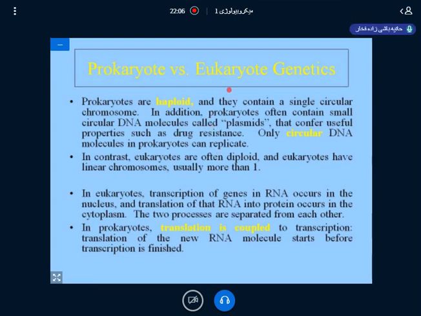But eukaryotes are diploid, have linear chromosomes, many more than one. Prokaryotes are haploid. Prokaryote is single cellular. Eukaryote is more than one but linear chromosome. Write them and then go to another slide.